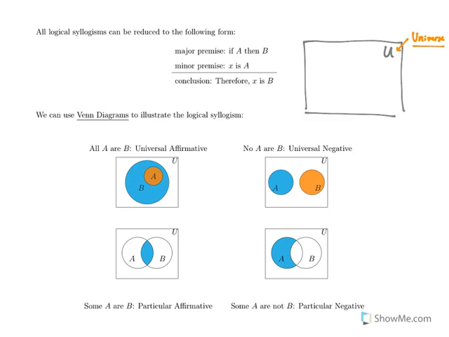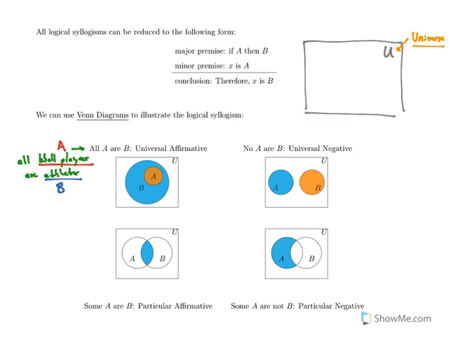The first is what we're going to call the universal affirmative. And that is that all A are B. So that's the idea that like all basketball players are athletes. So the basketball player is what we're going to call our A. So we can label this A with that circle with the basketball player. And the athletes are what we're going to call the B.